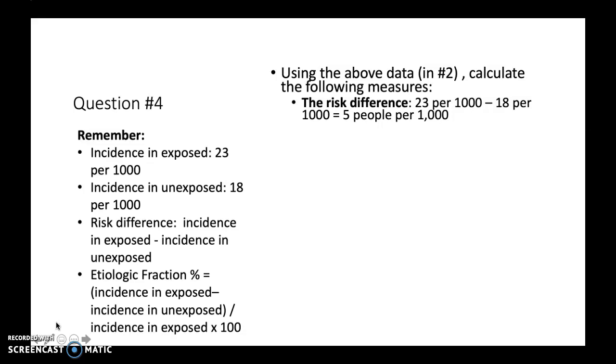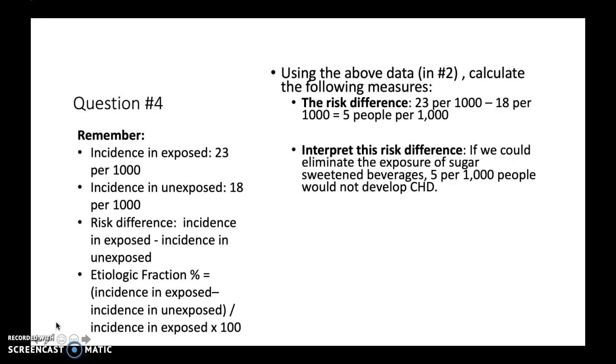We're also asked to find out the risk difference, which is incidence in exposed minus incidence in unexposed. So the risk difference here is 23 per 1,000 minus 18 per 1,000. So we get 5 people per 1,000 is the risk difference. And we're asked to interpret that difference. So if we could eliminate the exposure of sugar-sweetened beverages, 5 per 1,000 people would not develop coronary heart disease.